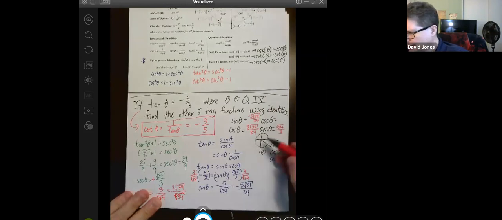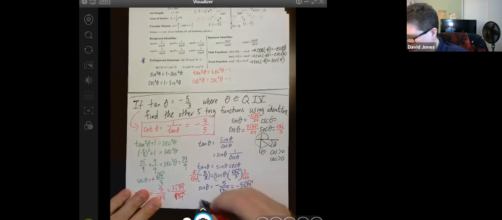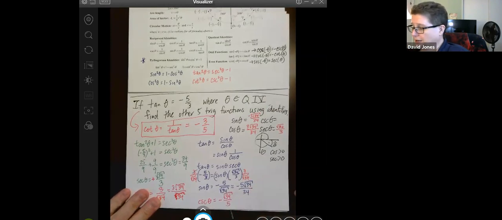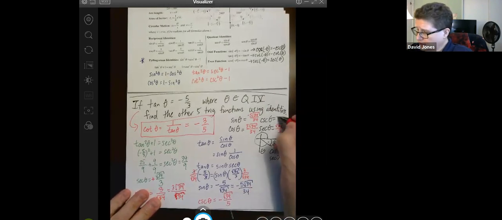And if we want cosecant, I don't really want to flip that one. I want to flip this one. Because if I flip this one right here, then I have a radical on top right away, and I don't need to rationalize it. Negative root 34 over 5.